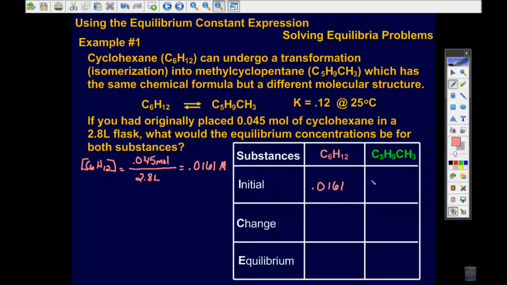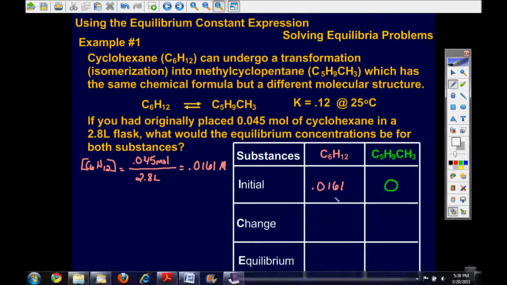0.0161. Now, the concentration of reactant I've calculated, but the product over here, there's not any initially, so I can put a 0 there. You don't start out with any of it. And now we need to figure out how much it changes by. So you don't know that value. You have no idea how much it changes by. You're going to determine that.